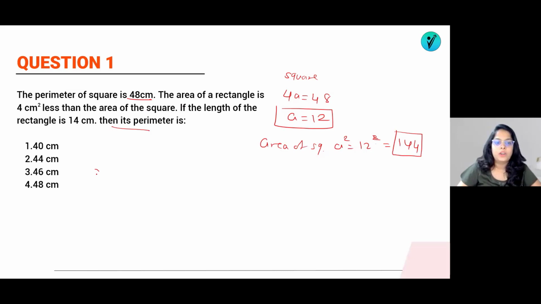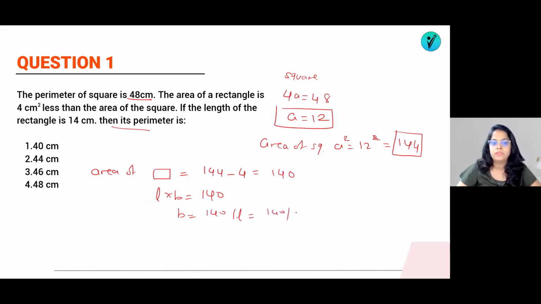So what will be the area of the rectangle? Then the area of the rectangle will be equal to 4 centimeter less than the square. That means 144 minus 4, which will be equal to 140. So the area is 140 and they are saying that the length is 14 centimeter. So area is equal to what? L into B is equal to 140, out of which L is 14. So what will be the B? B will be 140 by L, that means 140 by 14. So we can say B will be equal to 10.